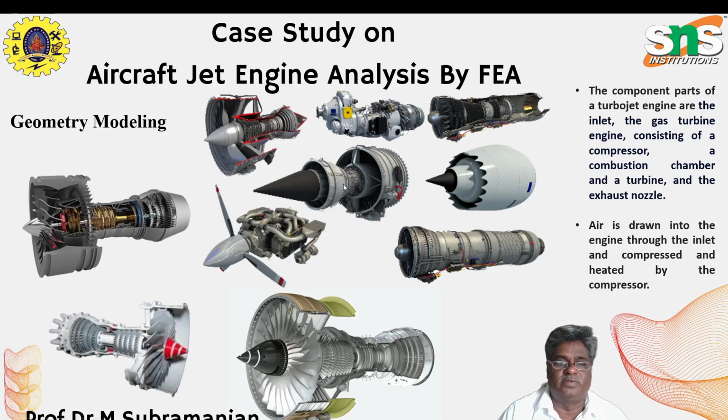In the first step, we have to create a geometrical model of the aircraft jet engine components. The component parts of a jet engine are the inlet. The gas turbine engine consists of a compressor, a combustion chamber, a turbine, and the exhaust nozzle. Air is drawn into the engine through the inlet and compressed and heated by the compressor.